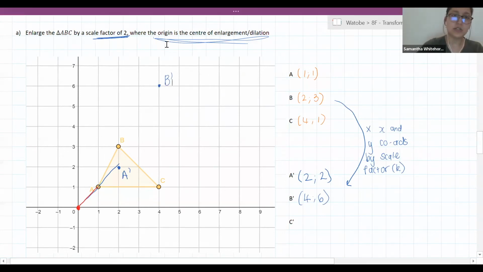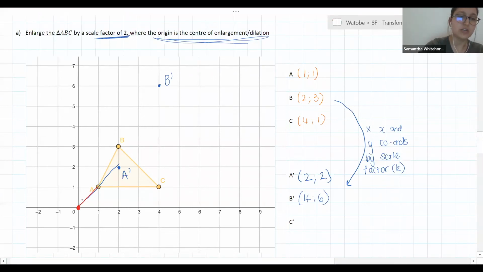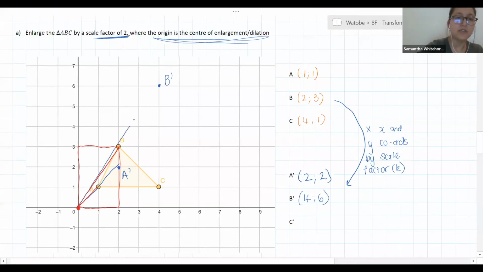If you wanted to use the lines, just so that you can see, I don't really find the lines as useful as the multiplication, but if I draw a line from the center of dilation to B, I can see that it cuts through a rectangle that's 2 by 3 blocks, which means that the rectangle for B dash should now be 4 blocks wide, twice as big, and 6 blocks long, which it is. But this gets quite complicated, which is why I'm not a huge fan of the lines. Multiplying your coordinates is a whole lot easier.